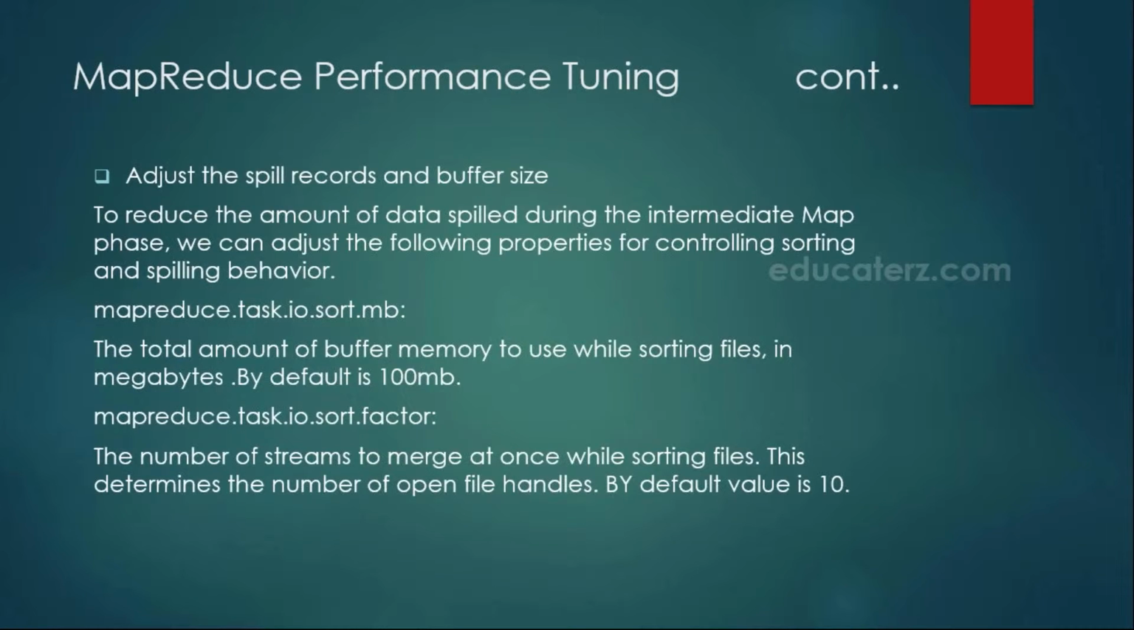Similarly, we have the io.sort.factor. That value is by default 10. This value takes care of how many streams you are merging at a time. So whenever you are dealing with a huge amount of file sets, you can modify these parameters, io.sort.mb and io.sort.factor, according to your need.